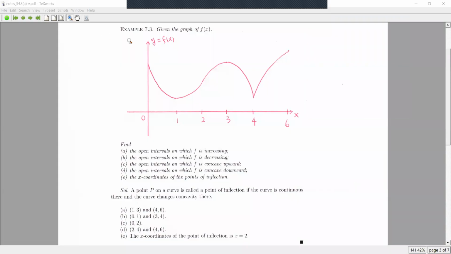Example 1. We are given the graph of some function f of x. Now, based on this diagram, answer some questions. First question, find the open intervals on which the function is increasing. So where the function is increasing.